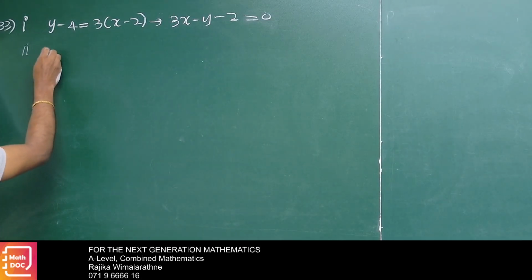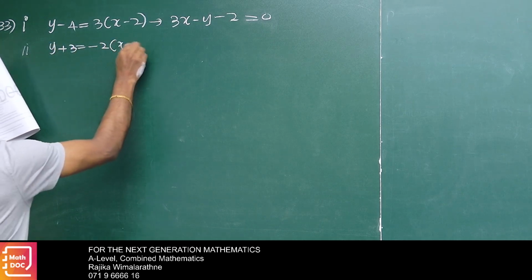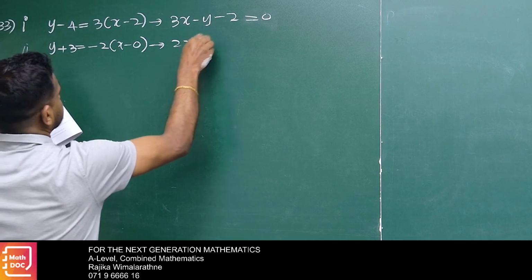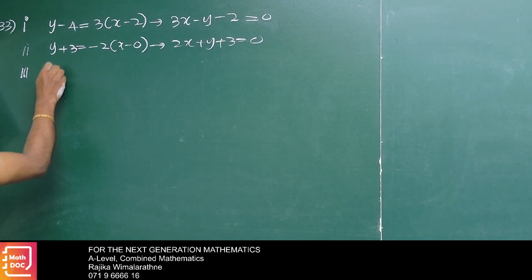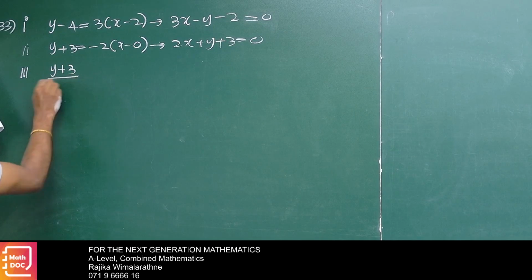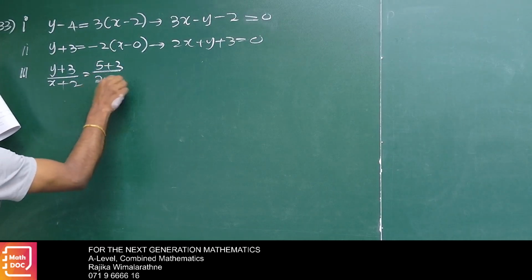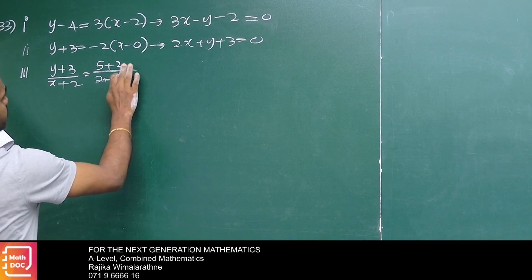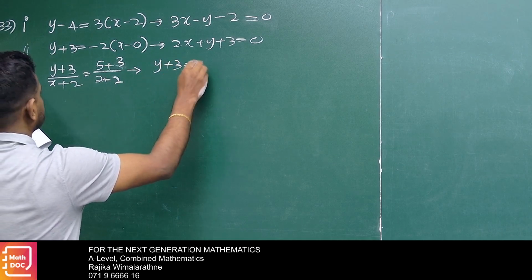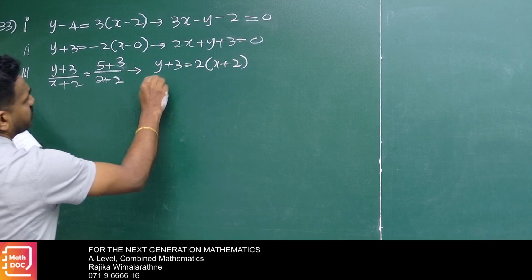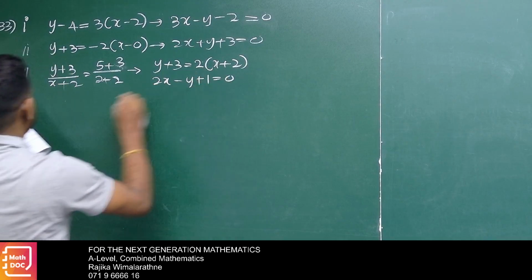Gradient minus 2 passing through the point (0, minus 3). y plus 3 equals minus 2 times (x minus 0). 2x plus y plus 3 equals 0. Next, y plus 3 over x plus 2 equals (5 plus 3) over (2 plus 2). Simplify: y plus 3 equals 2 times (x plus 2). 2x minus y plus 1 equals 0.